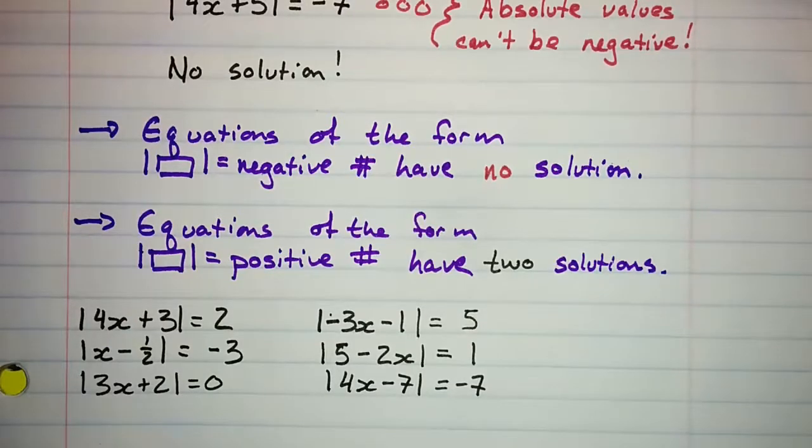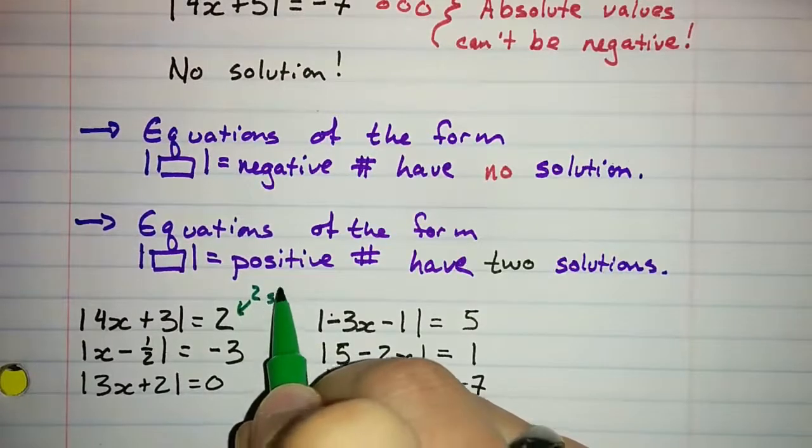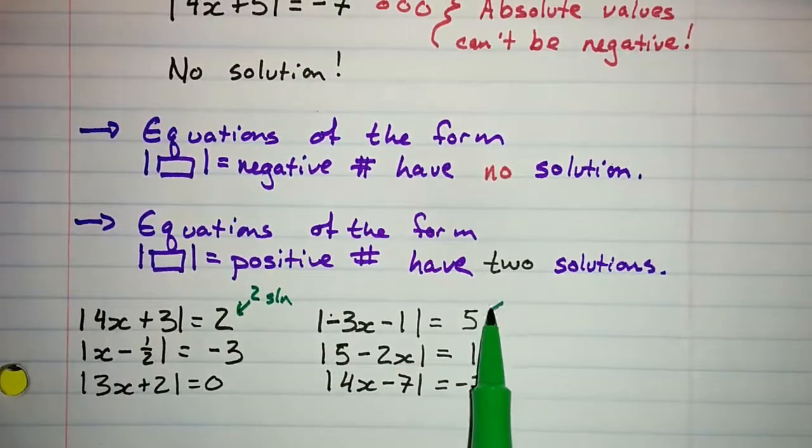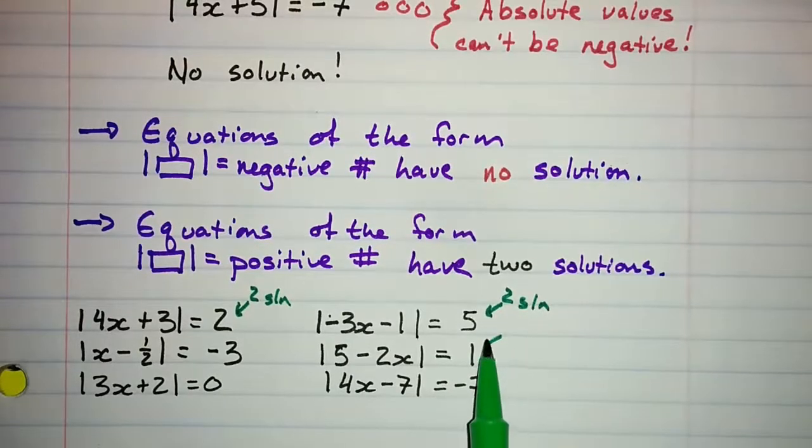All right, which ones have two solutions? The ones with two solutions are the ones with absolute value equals a positive number. So this one has two solutions. This one has two solutions. And this one has two solutions.